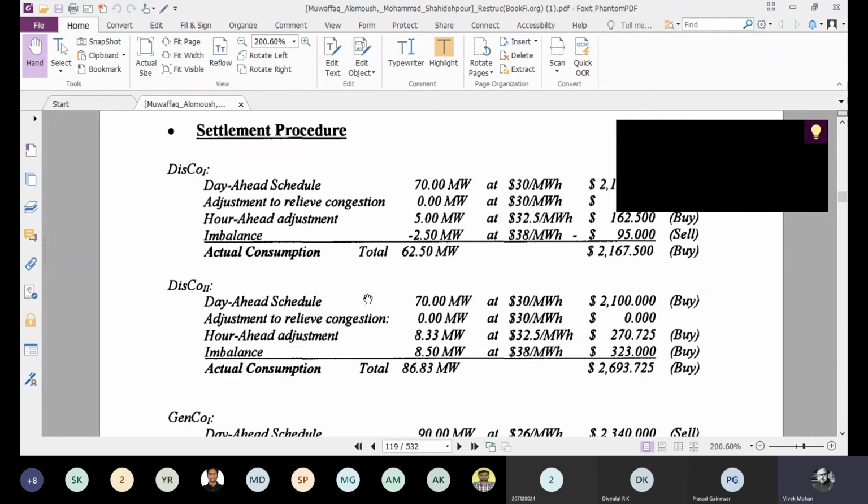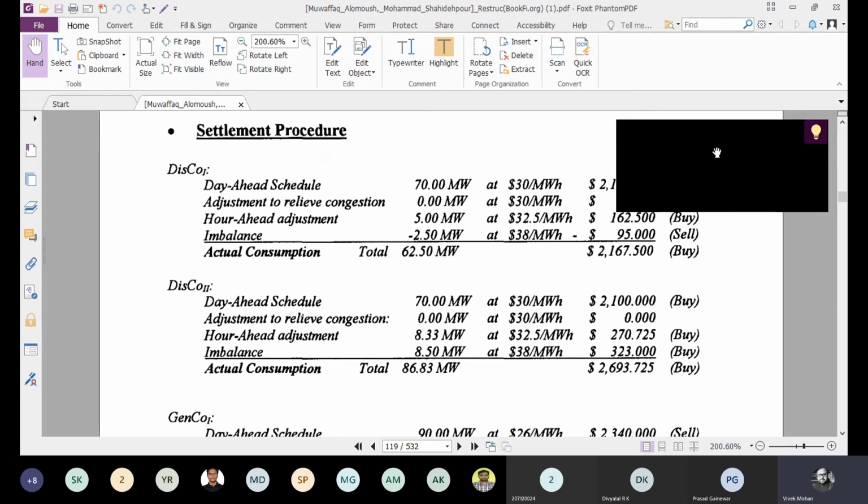Because of the imbalance, the load until this particular time interval is going to be reduced. It is reduced by minus 2.5 megawatts, and this is settled at $38 per megawatt hour. This is also based on the incremental bid of the generator, because minus 2.5 change is there for DISCO 1, then 8.5 change is there for DISCO 2. So 8.5 minus 2.5, 6 is the total change and total increase that is expected from the generator.